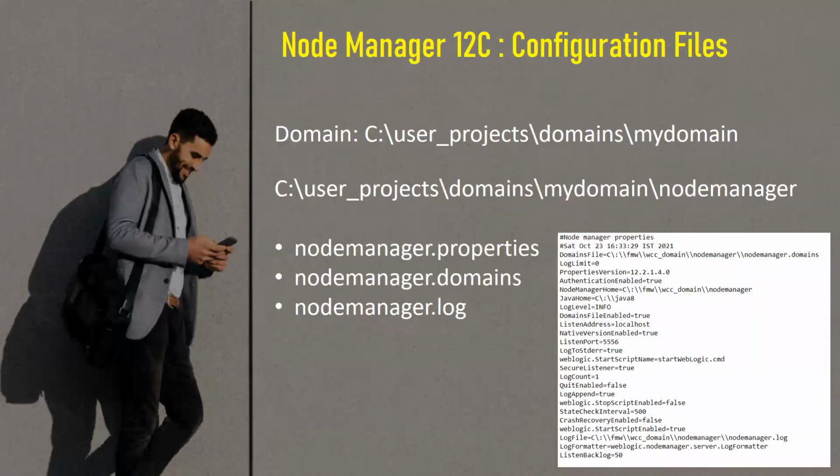As I said, it is a domain-based node manager now, so all the configurations reside inside the node manager directory of your domain. One important configuration file where you define all the parameters for node manager is nodemanager.properties, which is inside the node manager folder in your domain. If you want to change any parameter or setting of your node manager, you have to update this file and then restart your node manager to get it reflected.